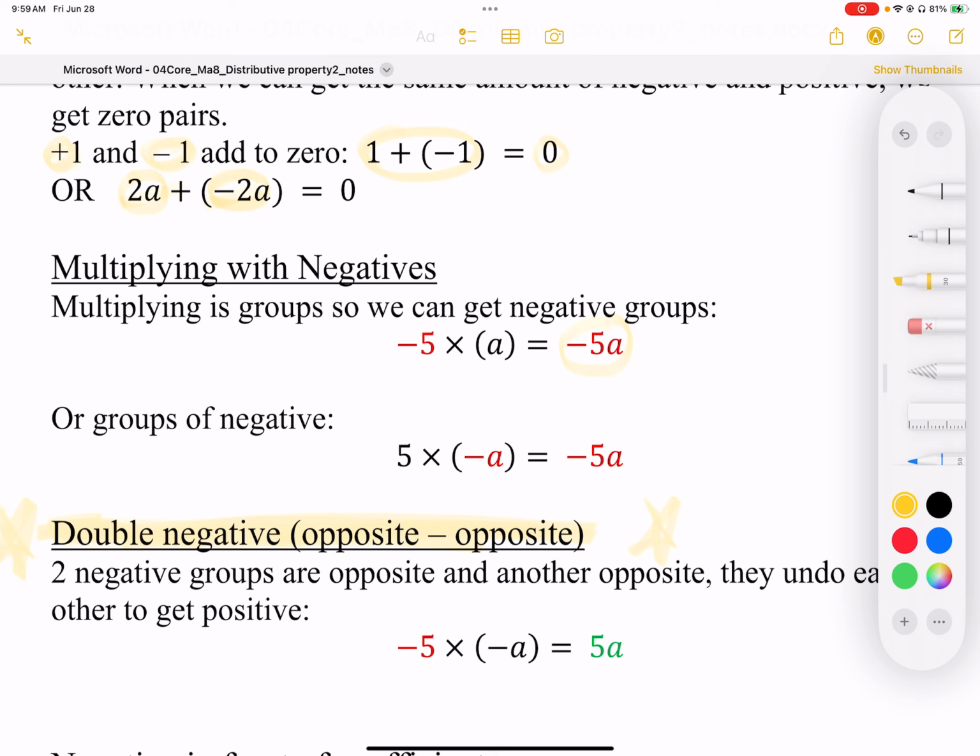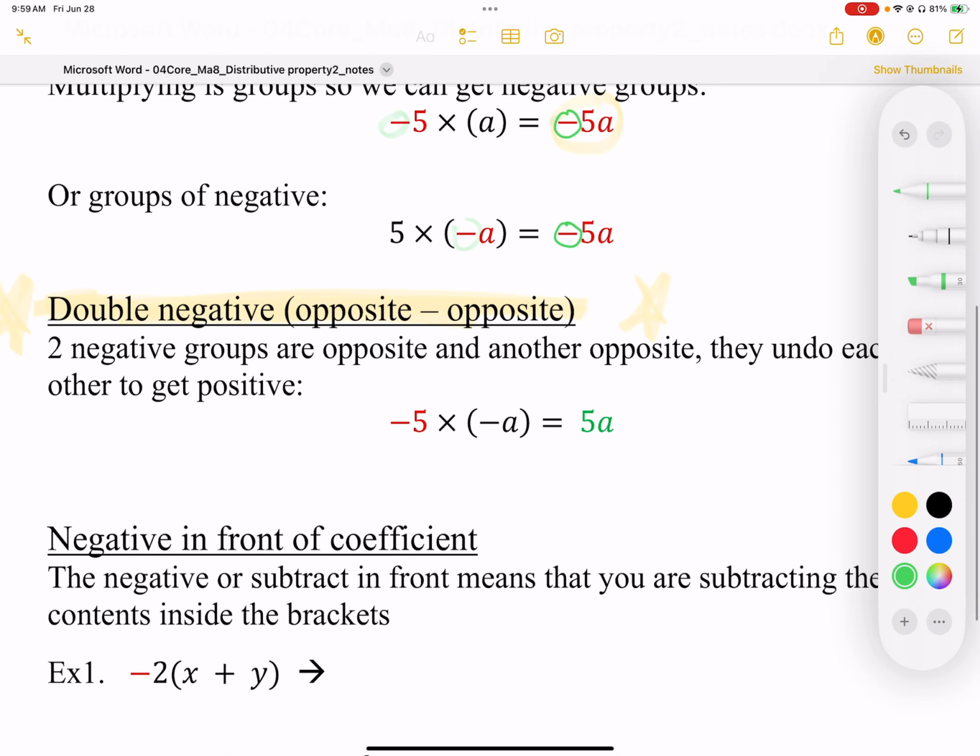Or if I have 5 groups of a negative term, 5 times -A means 5 groups of -A's, which means I have -5A's. So they are both the same thing. If I have one negative in a grouping or multiplication, that means my end result, my answer, is negative. In both cases, with one negative, my answer has a negative.